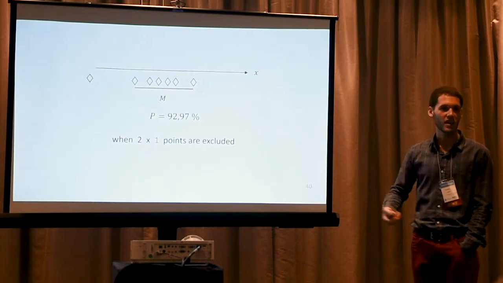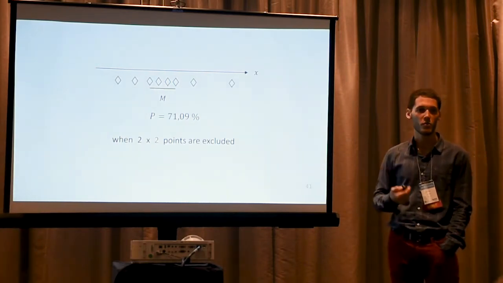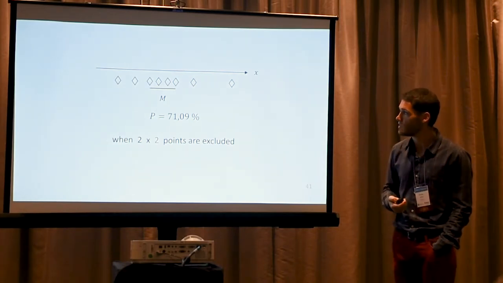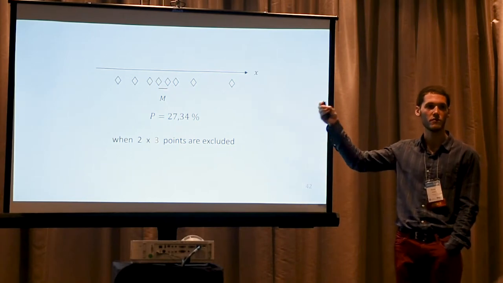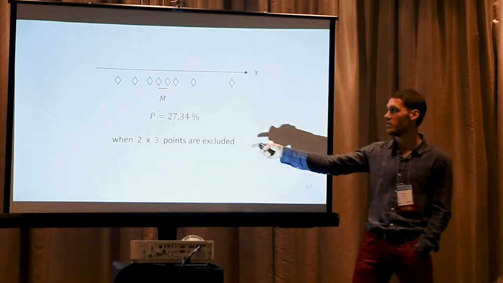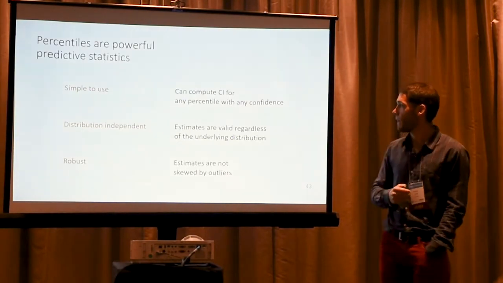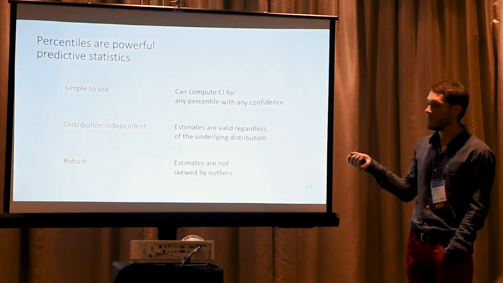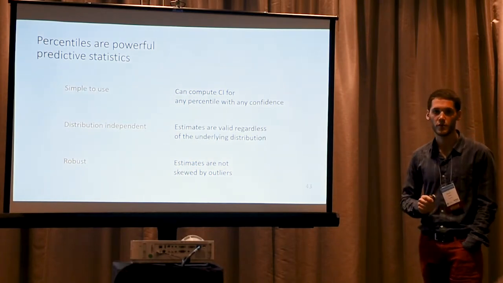And I can say, okay, I have more outliers, I can keep decreasing the number of samples that I'm using, and I have a direct connection between the number of samples that I use for making my prediction and the confidence I have in this prediction, which is very nice. So, very easy to use, one-liner, distribution independent, and extremely robust to outliers.